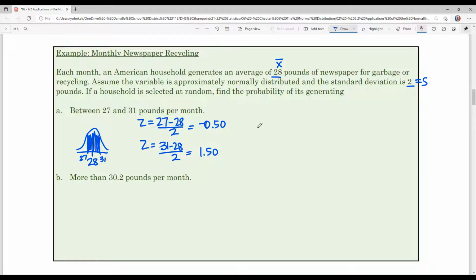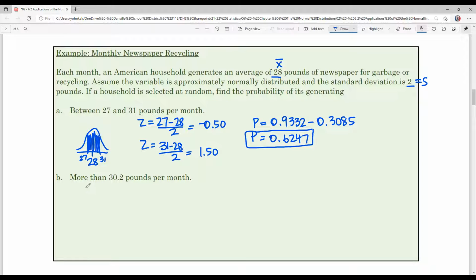I can now find the probability between them. I'm going to look up the two values on my z-score table, starting with the greater value, which is 1.50. That corresponds to a probability of 0.9332. If I look up negative 0.50 on my z-score table, I'm going to get 0.3085. When I subtract them, I'm going to get a probability of 0.6247. So basically what that means is there's a 62% chance that if I randomly choose an American household, they will have generated between 27 and 31 pounds of recycling a month.